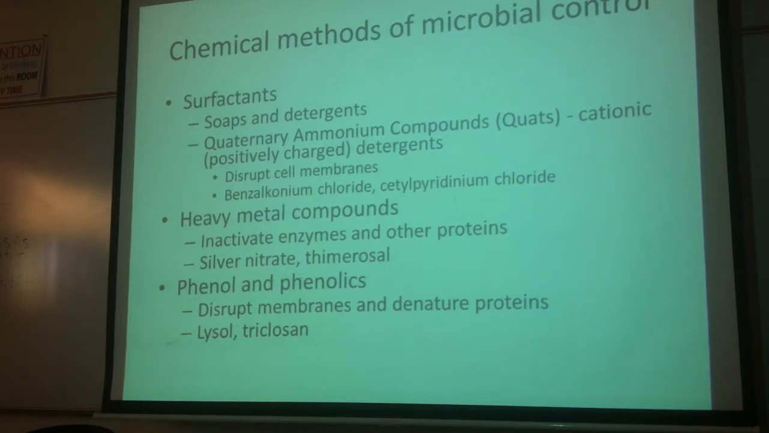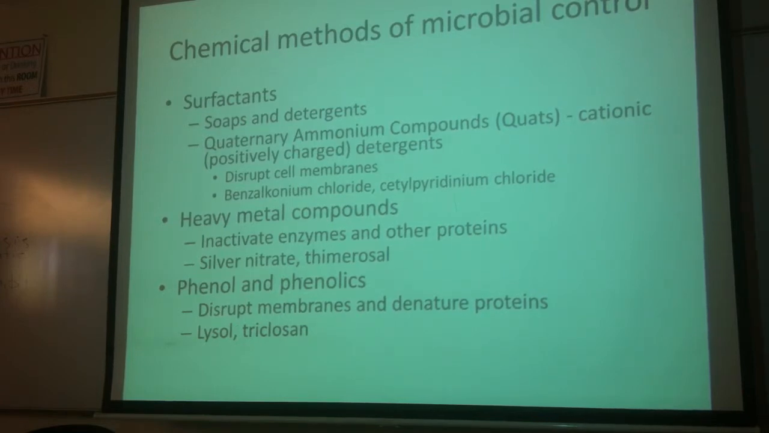Phenols and phenolics. They're derived from phenol products. They've been chemically modified by the addition of halogens or organic functional groups such as chlorine. They're intermediate to low-level disinfectants, and so they'll denature proteins. Lysol is a great example of a phenol.